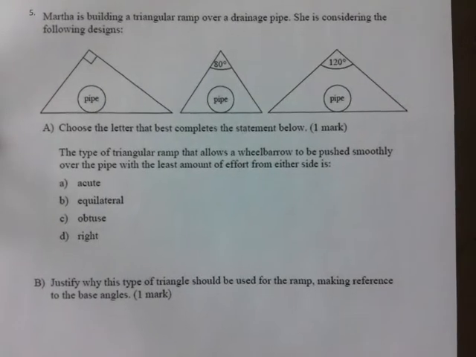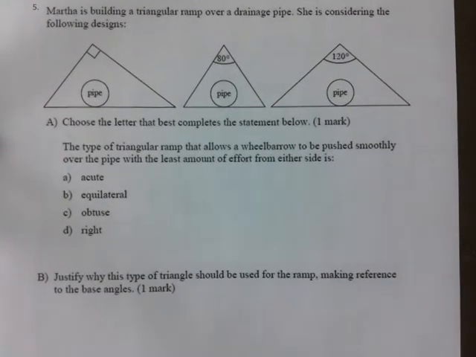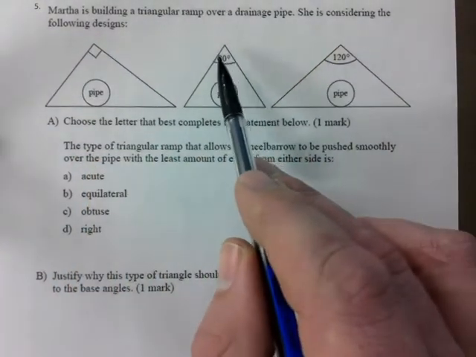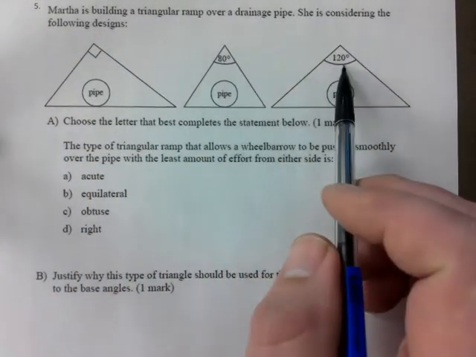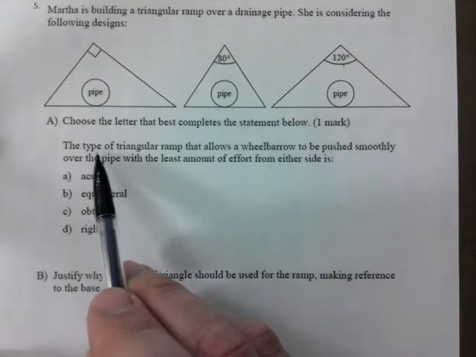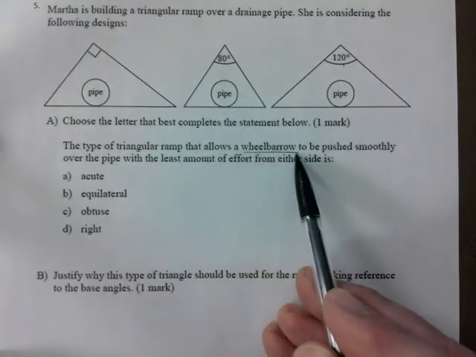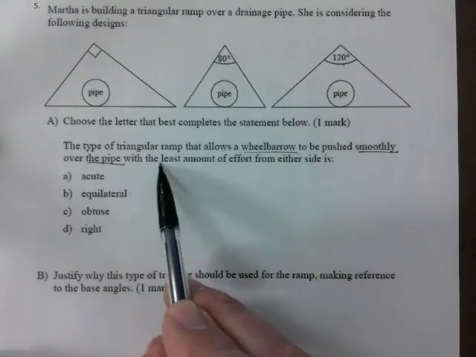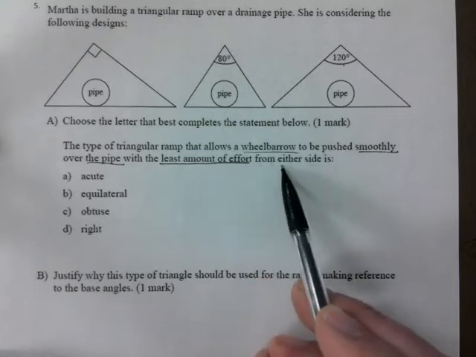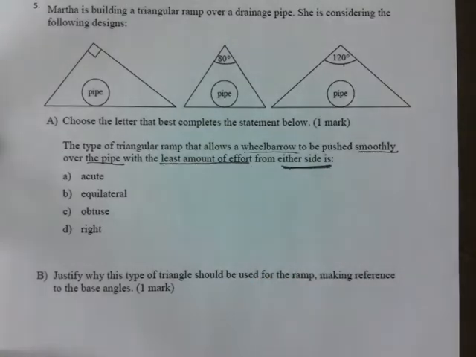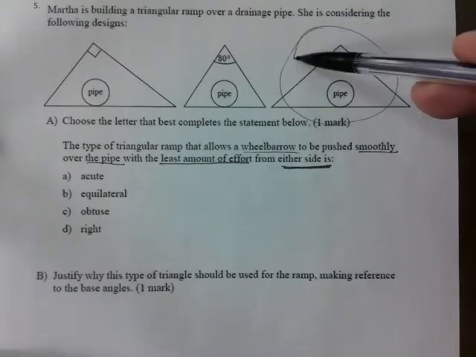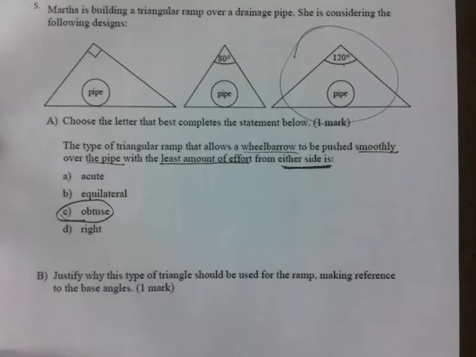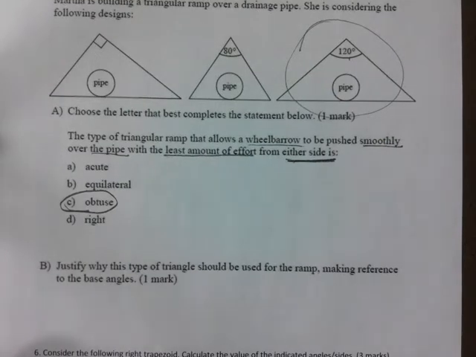Martha is building a triangular ramp over a drainage pipe. She's considering the following designs, right? You have your right triangle, you have this one and that one. What type of triangular ramp would allow the wheelbarrow to be pushed smoothly over the drain pipe with the least amount of effort from either side? And you would have to say it's this one, which is your obtuse triangle. That's the best answer in that case.